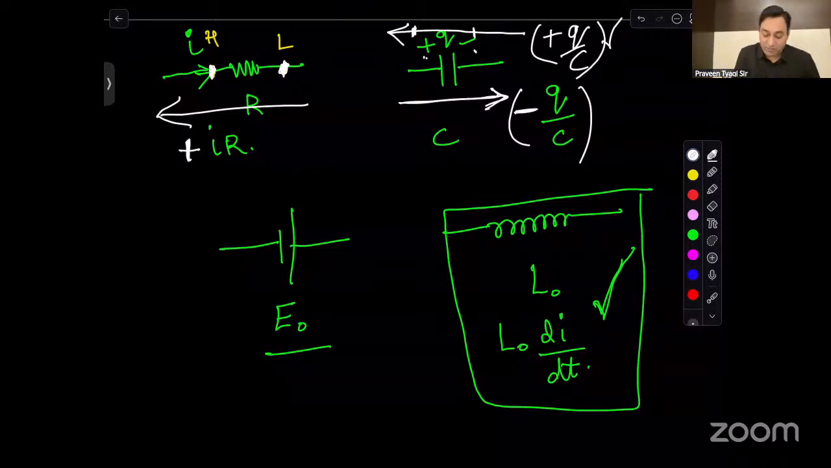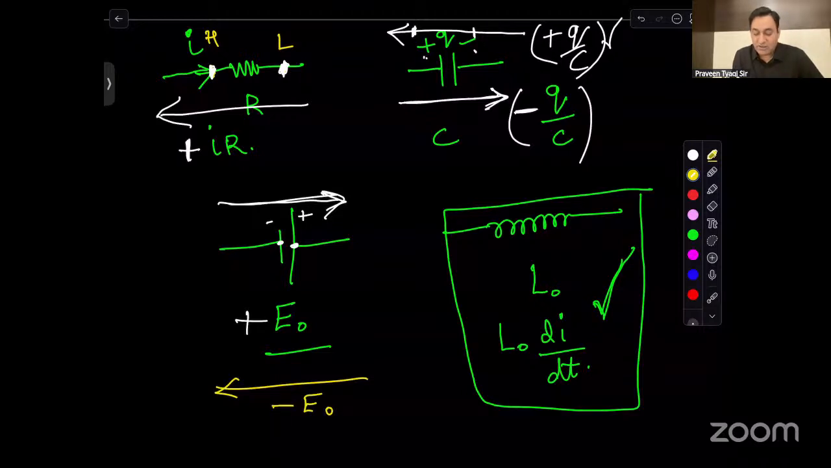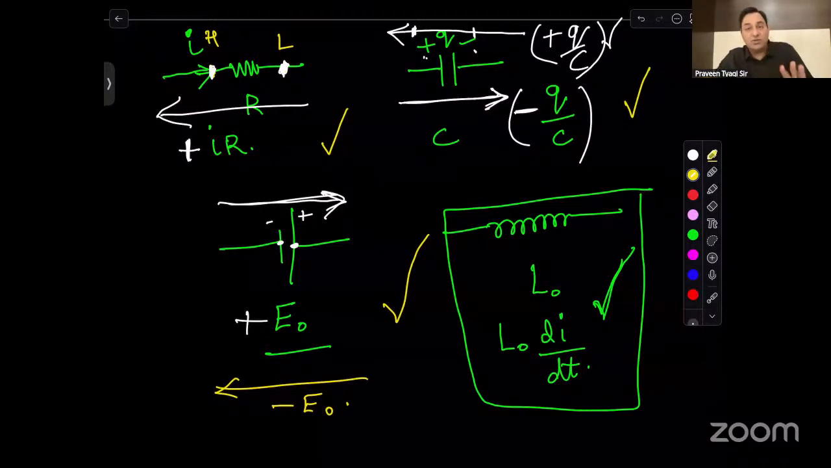And for the battery, if you are going in this direction, you are going from a lower potential to a higher potential. This is called the positive terminal, this is called the negative terminal. So you are going from negative to positive. If you are moving in this direction, you will write plus E naught. If you were going in the opposite direction, from the positive plate to the negative plate, you would have written minus E naught. Now, these are the three things which every child should know. Once you know these three, for any circuit, you will be able to write the correct equations.